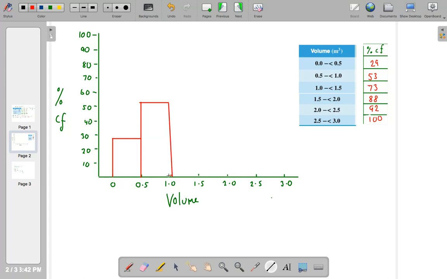Just correct that. Sorry about that. Okay. Next bar from 1 to 1.5 is 73. Up to 73%. Across and down. Next bar is 88. Up to 88. Across and down. 92 for the next one.